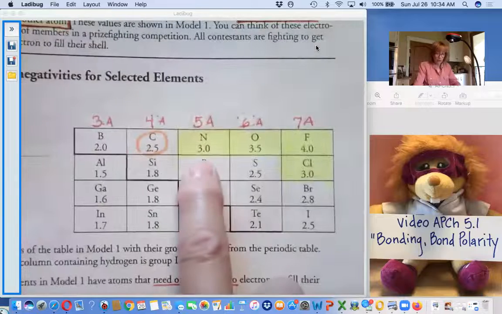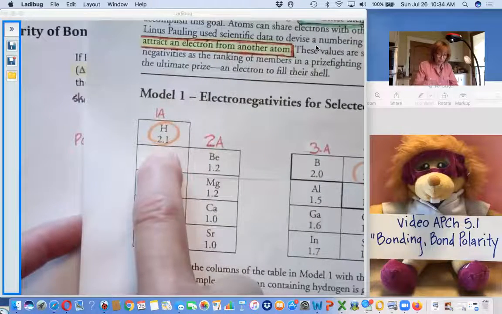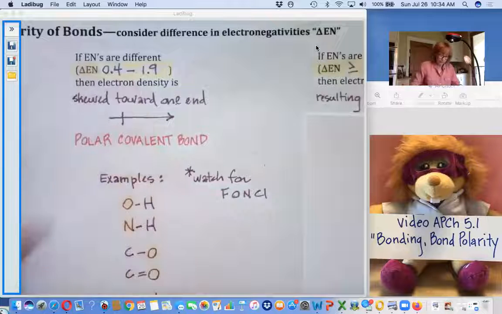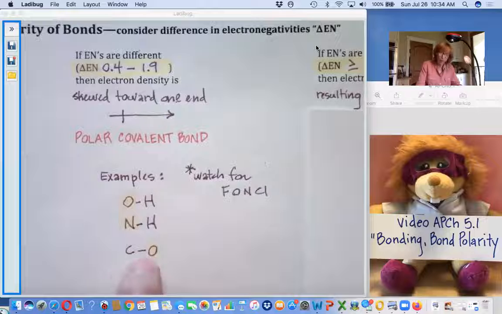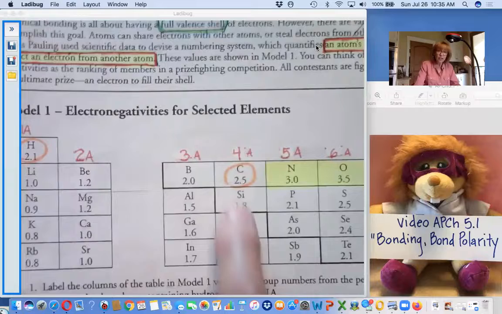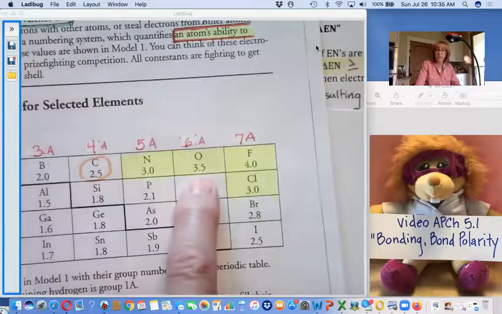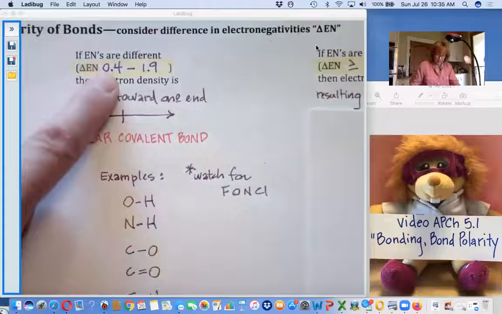Nitrogen is 3.0, hydrogen is 2.1. That's a difference of 0.9. Again, it falls in this range. Carbon to oxygen. Now, whether that is a single bond between them or a double bond, the difference in electronegativities is still 2.5 minus 3.5, a difference of 1.0. It falls within this range.